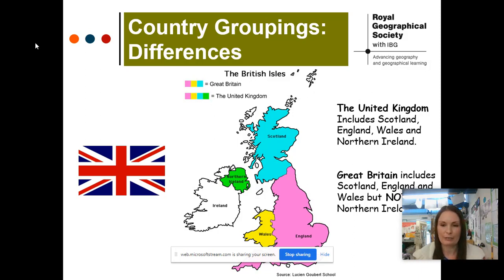Now, little fact for you, Great Britain includes Scotland, England and Wales, but it does not include Northern Ireland. And if you look and see the flag on the screen, I'm sure you will recognise it as the flag of Great Britain, and I'm sure you will have seen it before.